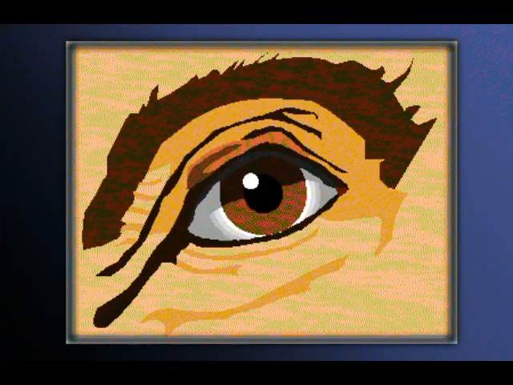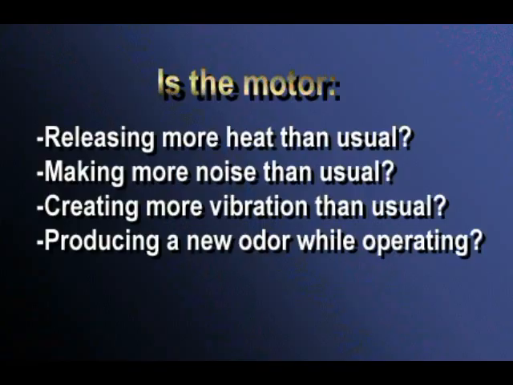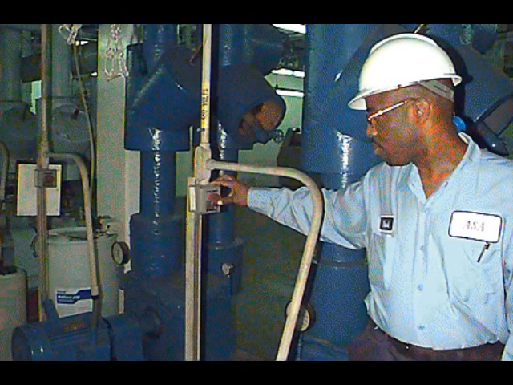Simple observation can be helpful. For example, is the motor casing hotter than usual? Are there any new or unusual noises, vibrations, or odors? The response to any of these observations should be to shut off the motor to determine the cause of the change. If it is necessary to shut down any machinery, the area supervisor should be notified immediately.